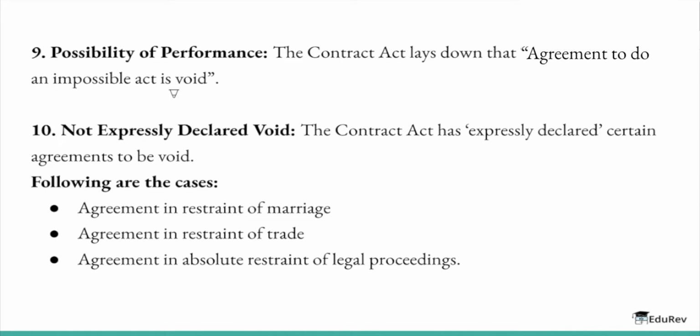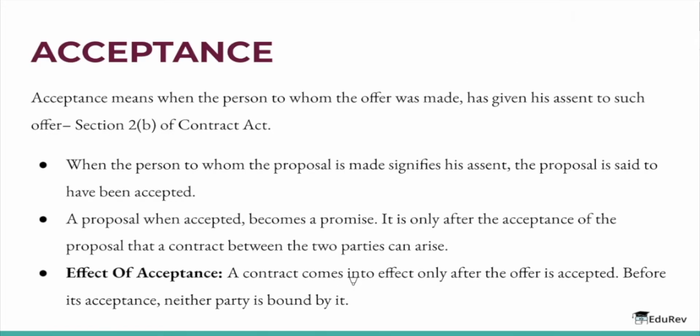The last one is not expressly declared void. Now the Contract Act has expressly declared certain agreements to be void. For example, there are some cases like agreement in restraint of marriage, agreement in restraint of trade, agreement in absolute restraint of legal proceedings. Thus, an agreement should not be expressly declared void by the Act.